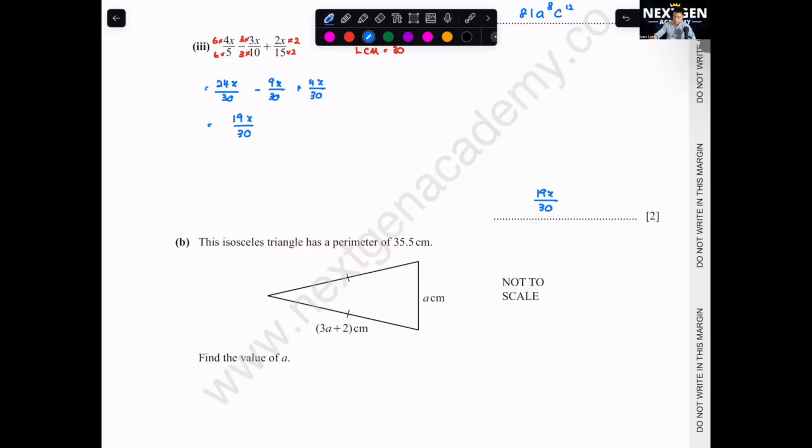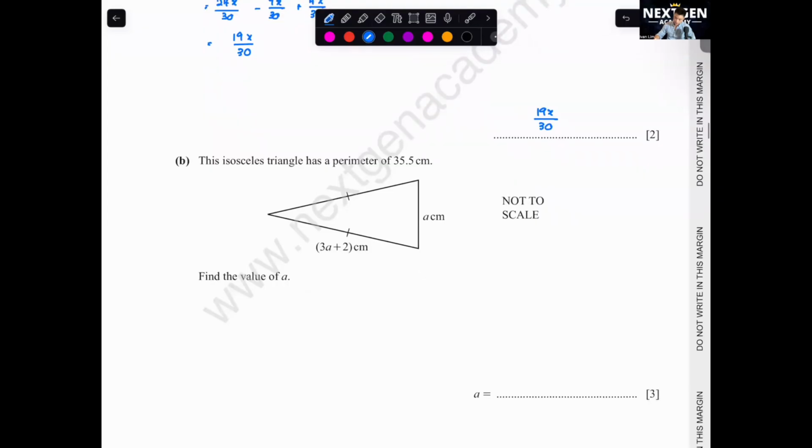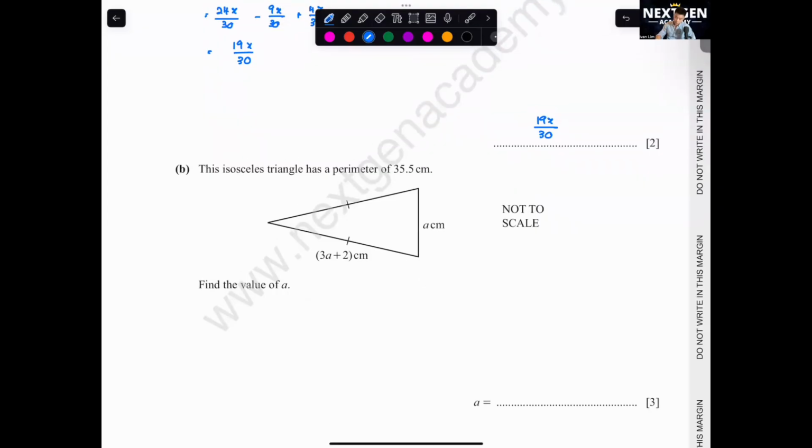Next one. This isosceles triangle has a perimeter of 35.5 cm. Find the value of a. Easy, this question. So here also is 3a plus 2. So 2 times 3a plus 2 plus a equals 35.5. 6a plus 4 plus a equals 35.5. 7a equals 31.5. a equals 31.5 divided by 7, which equals 4.5.